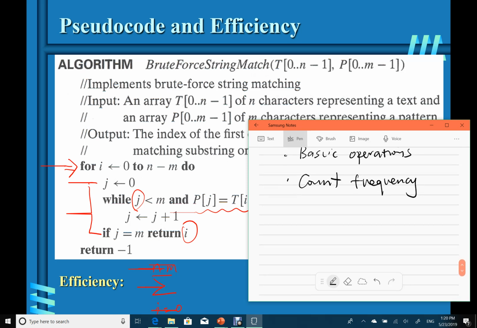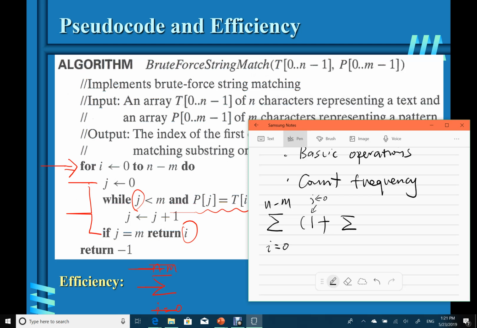Let's just write it this way. Since we count the frequency, we say i equals 0 through n minus m. And here this statement, j assigned to be 0, is one statement. And this while loop depends on whether the elements are equal or not. If it's the best case, the first m characters happen to be the pattern, then you just need m. The runtime is m.